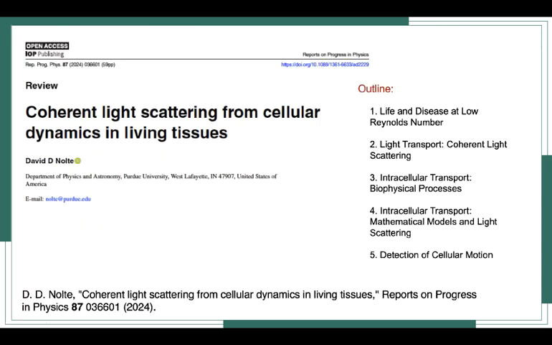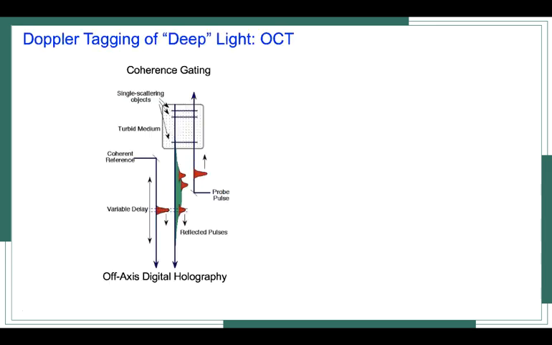All of this has been written up and is explained in great detail in a recent review article that I published just this year in 2024 in Reports on Progress in Physics. And so it's coherent light scattering from cellular dynamics in living tissue. This gives all types of different ways that different types of motion can scatter light, and then how you would be able to interpret that.